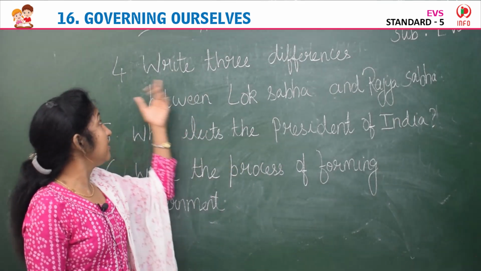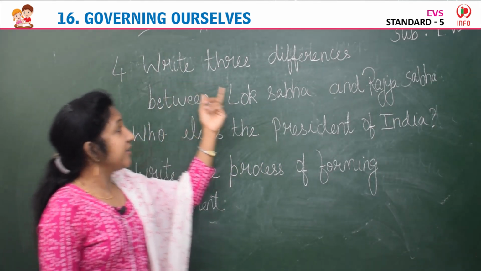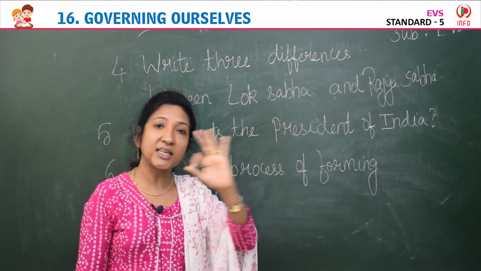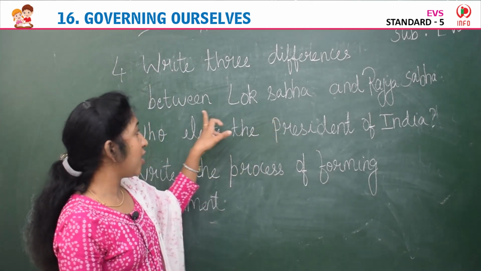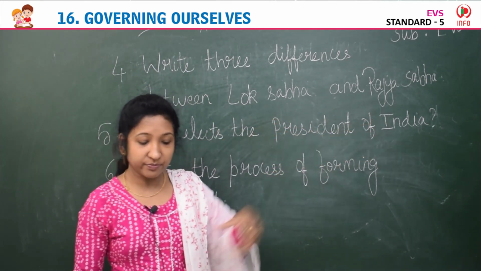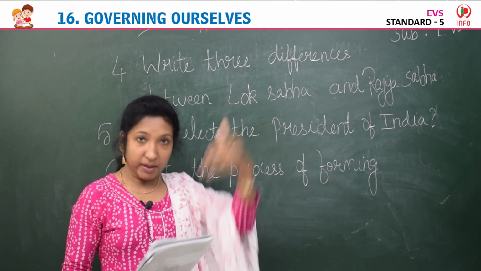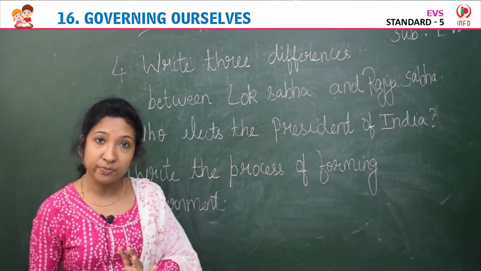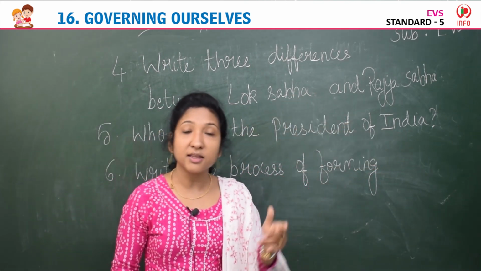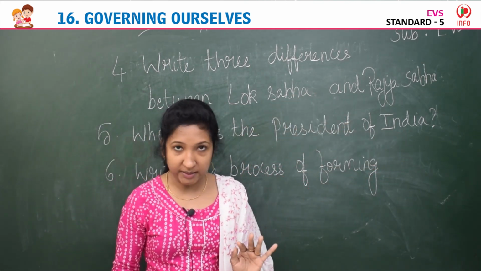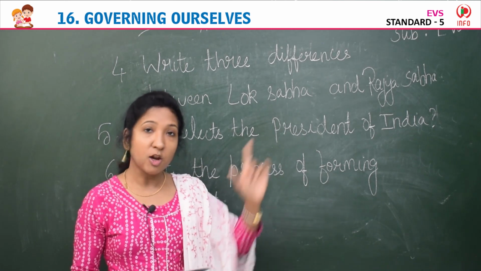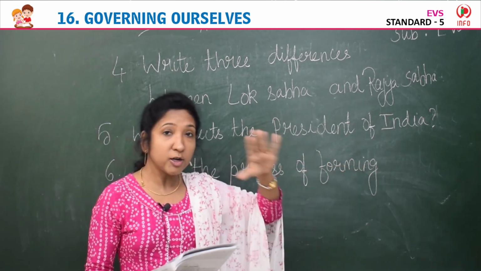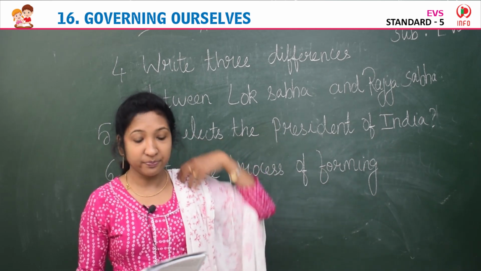Our next question is the fourth question. Write 3 differences between Lok Sabha and Rajya Sabha. You have to write any 3 differences between Lok Sabha and Rajya Sabha. Lok Sabha, the strength is 552. Rajya Sabha, strength is not more than 250. First main difference: Lok Sabha, strength is 552. Rajya Sabha, strength is not more than 250.